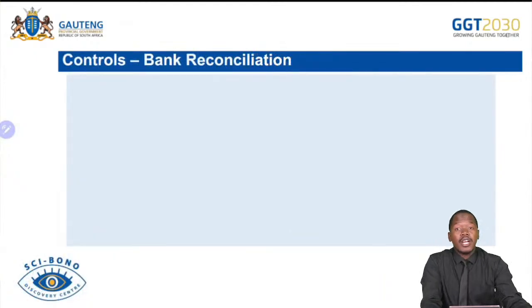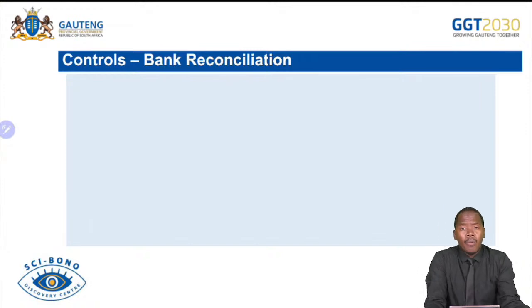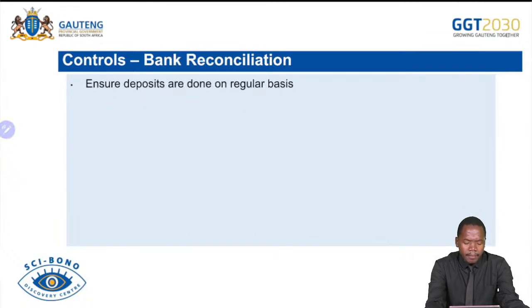Now, we come to the controls of bank reconciliation. Why do we discuss the controls? Remember, there will always be this last question in your bank reconciliation where you have to explain, where you have to justify why there is a problem in your bank reconciliation. Now, how do you ensure that there is no deposit understated, deposit stolen, no fraud in deposits?